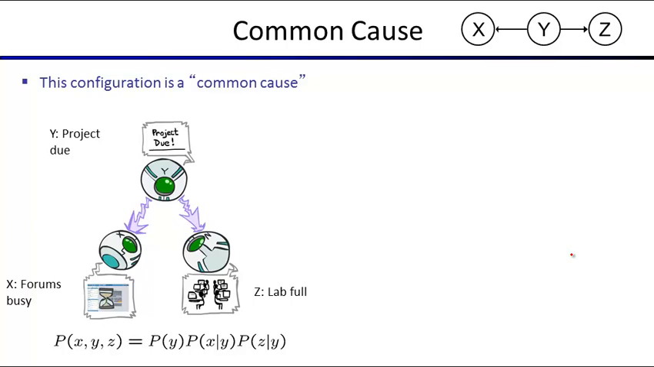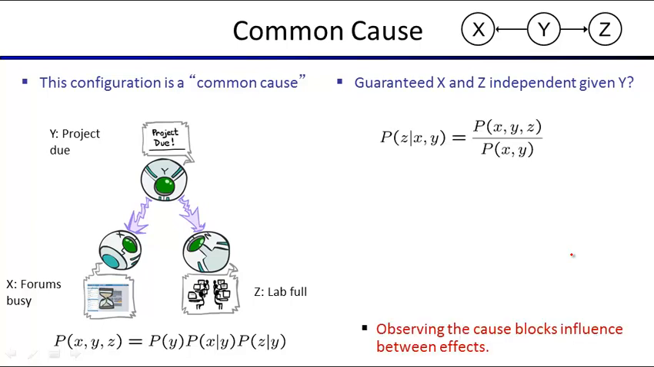How about when you observe y? You know whether the project is due or not. Observing whether the forums are busy, does it tell you anything more about whether the labs are going to be full or not, given that you already know a project is due? The intuition is no. The intuition is that that common cause variable decouples the consequences. So our intuition is there is independence here conditioned on y, and we have to prove it. So we have to look at P(z given x comma y), and we have to prove that it's somehow equal to P(z given just y). If we can prove that, then we have proved the conditional independence.